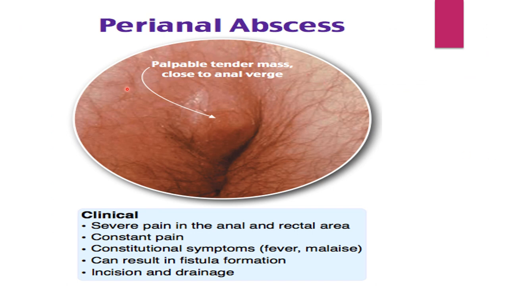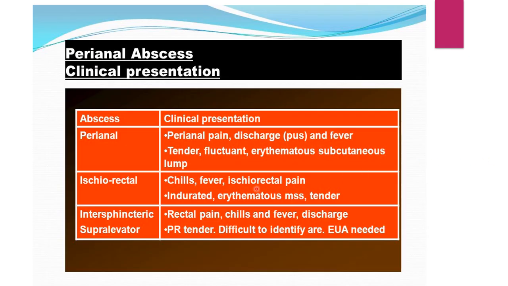Okay, this is the picture showing you a perianal abscess here. Tense globular swelling, which is palpable and very tender. Okay, at times, the site of the abscess may be revealed by the types of symptoms the patients present. The superficial perianal abscesses tend to have severe perianal pain, sometimes discharge of pus and fever. And usually the tender, fluctuant and erythematous subcutaneous lump is visible on inspection.